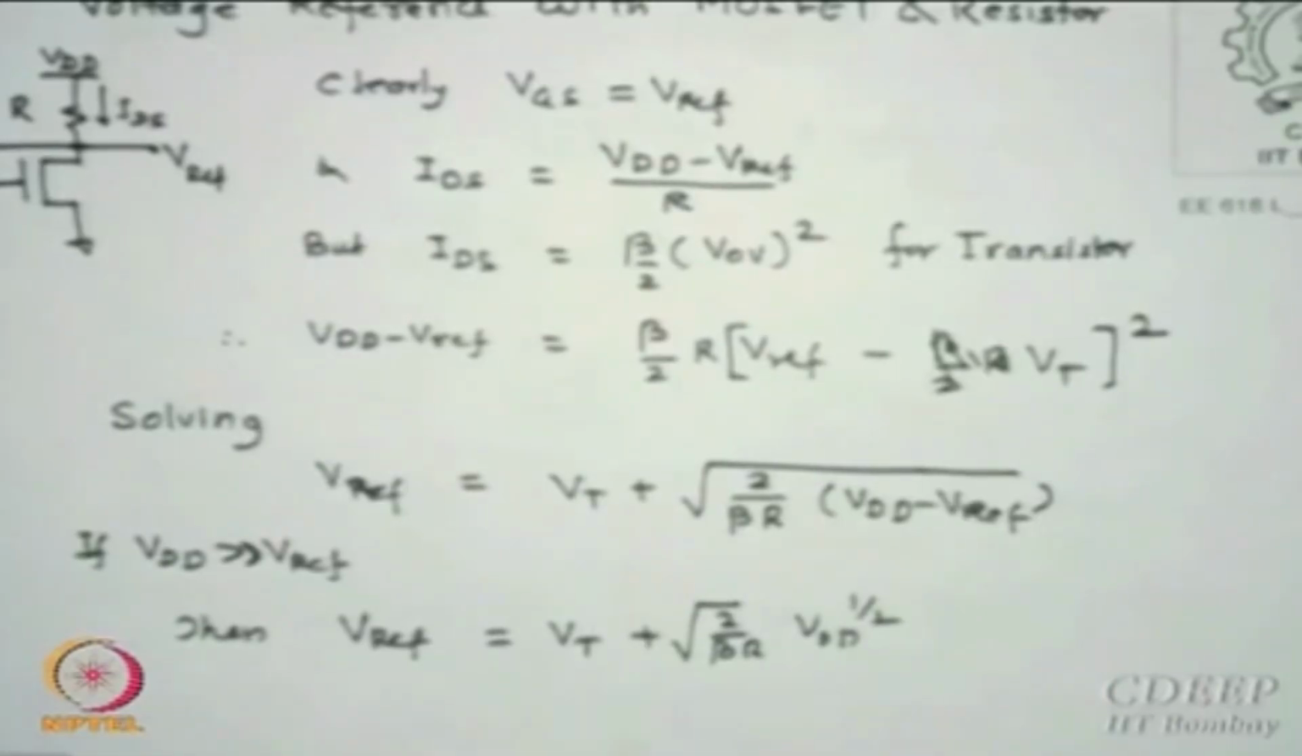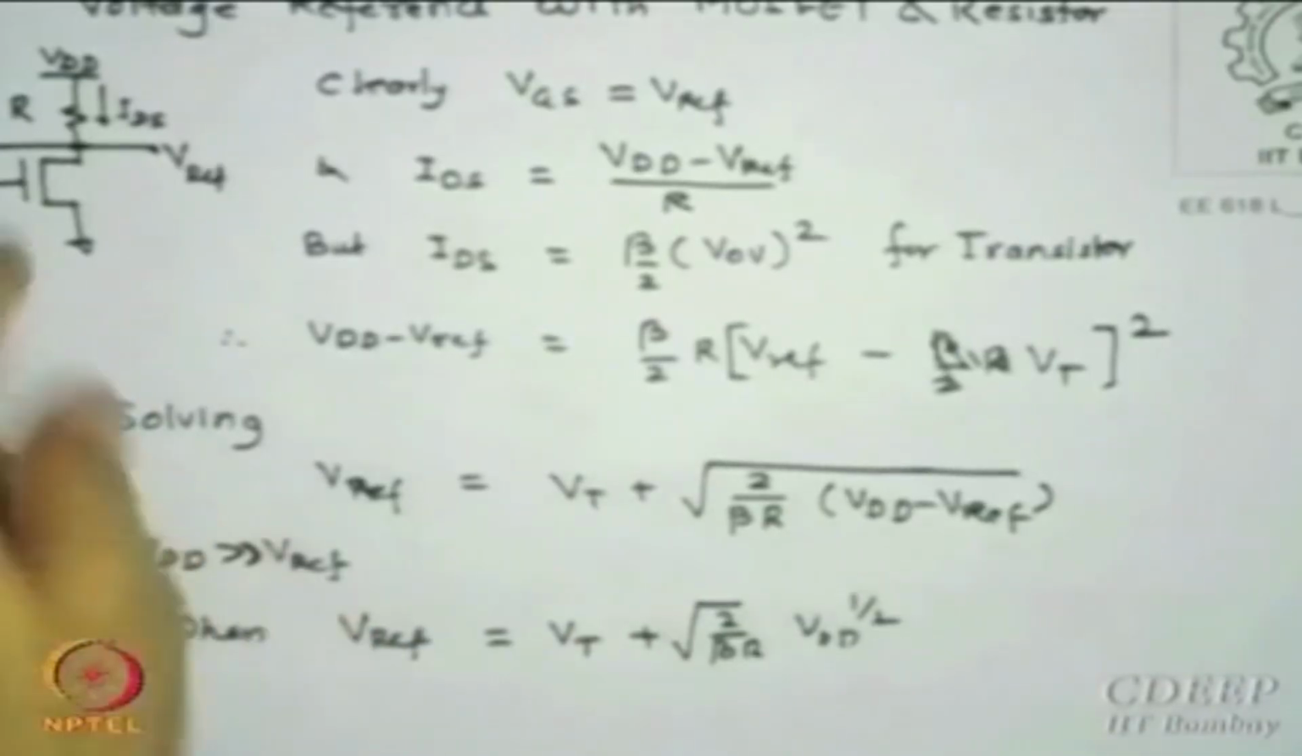So how do I adjust the V reference value? By adjusting the value of W by L, by adjusting the value of R, and of course the supply which is given to you, that will decide your reference voltage. Please remember VDD is not in your hand. Why? Technology will say 1.2 volt, 1.5 volt, 2.1 volt, whatever they say, that is the voltage you have. So we have no game on VDD, but we can always look for beta, which is size, and R.